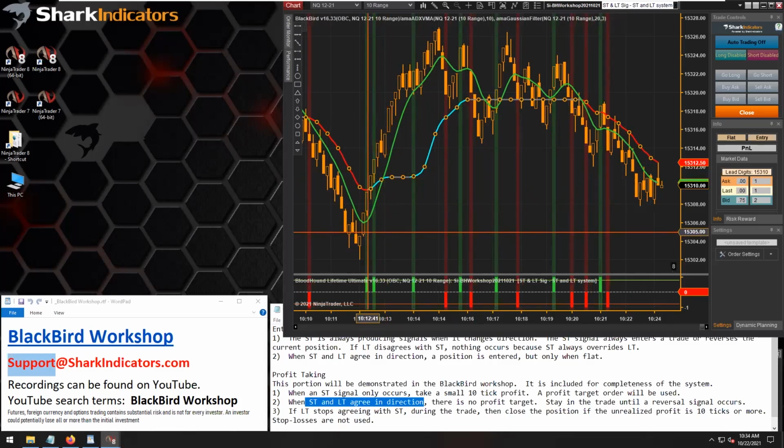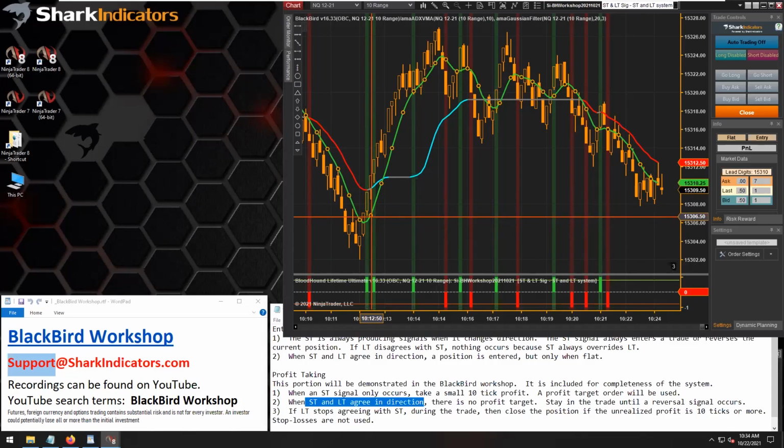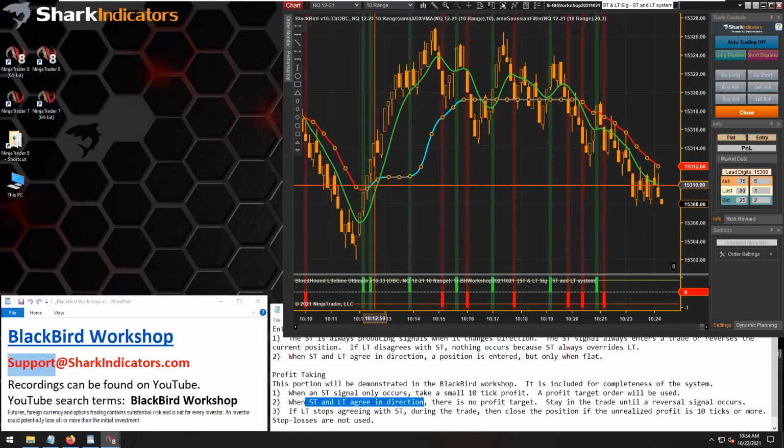We can see we have two long signals here. The first long signal came from the short-term Gaussian filter indicator, and the second long signal here comes from the short-term indicator rising, but also the ADX VMA started to rise. It went into an uptrend. So they're both in agreement there.